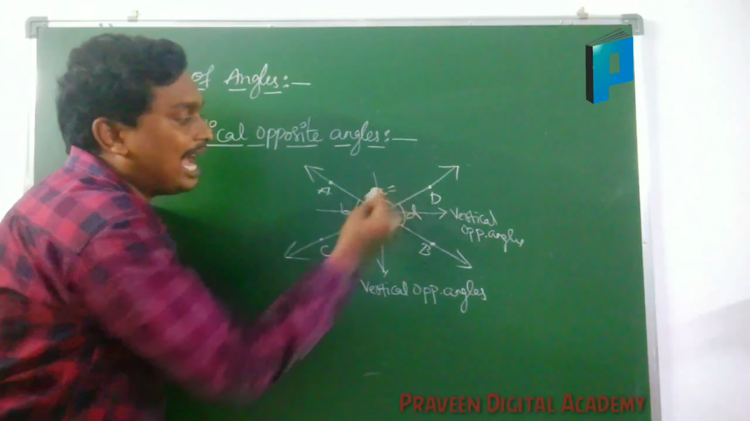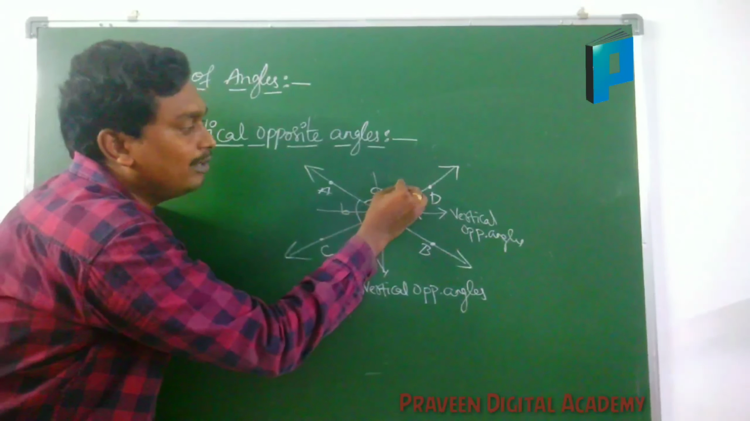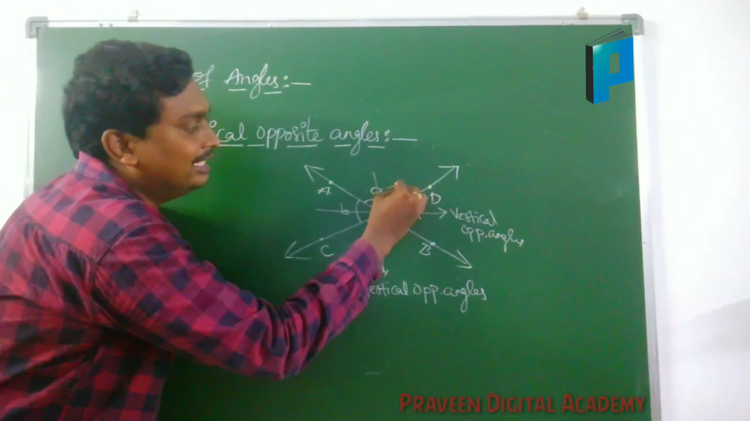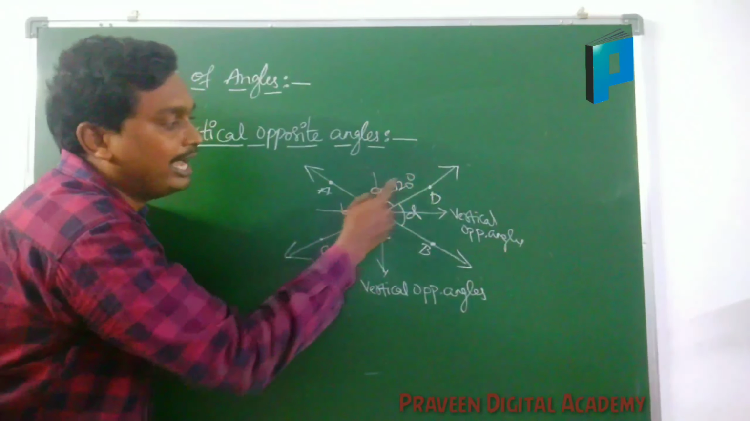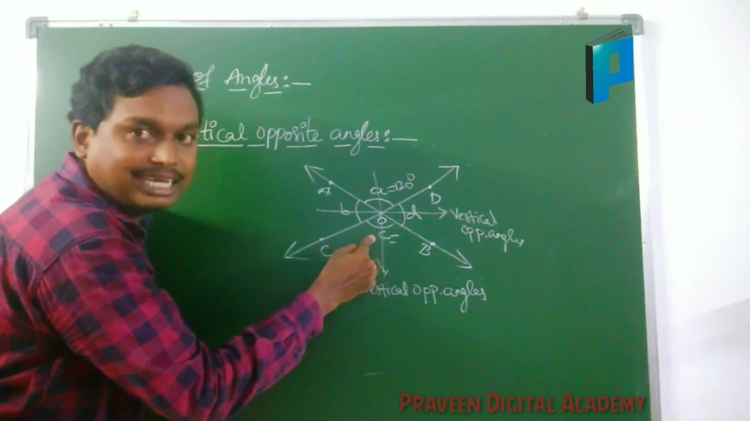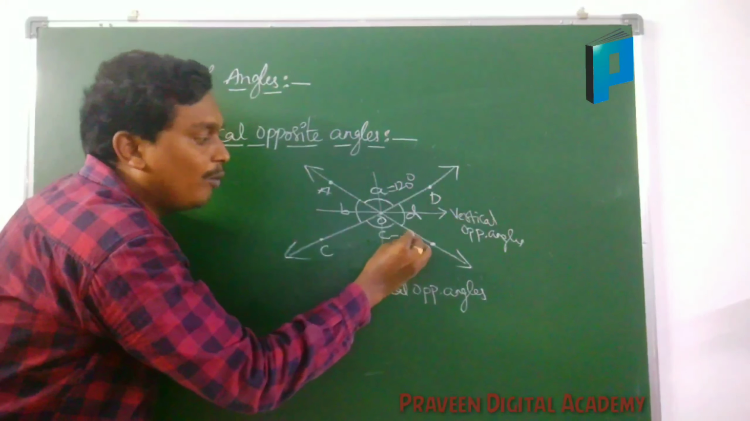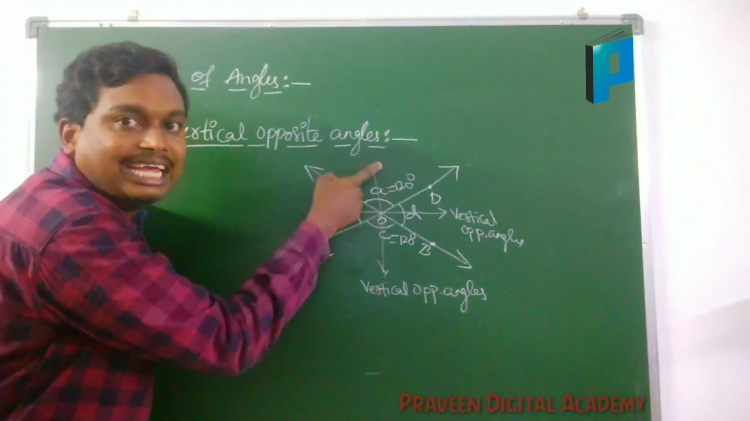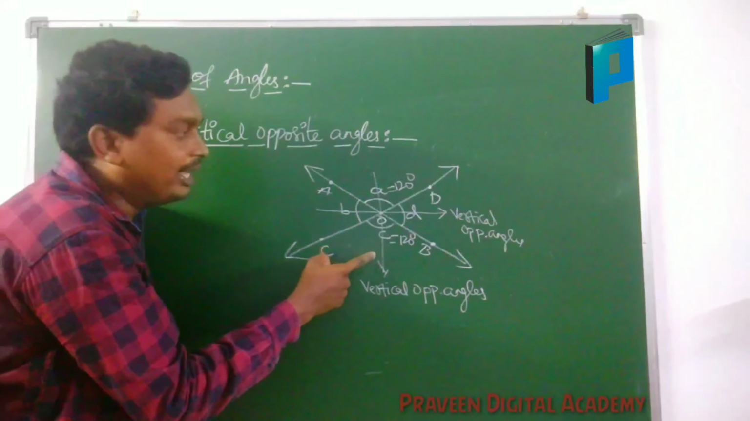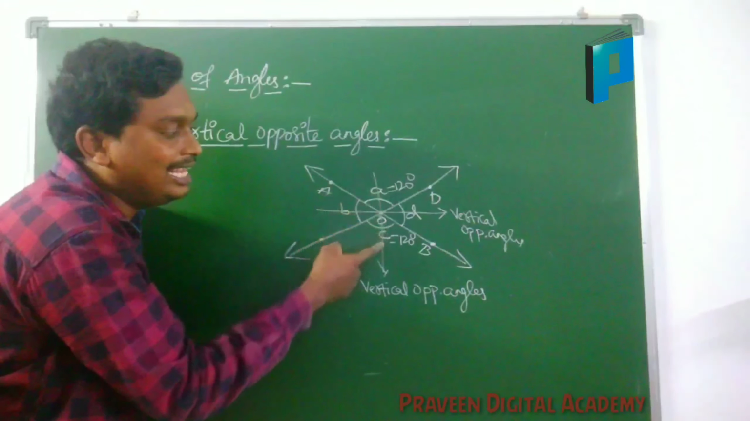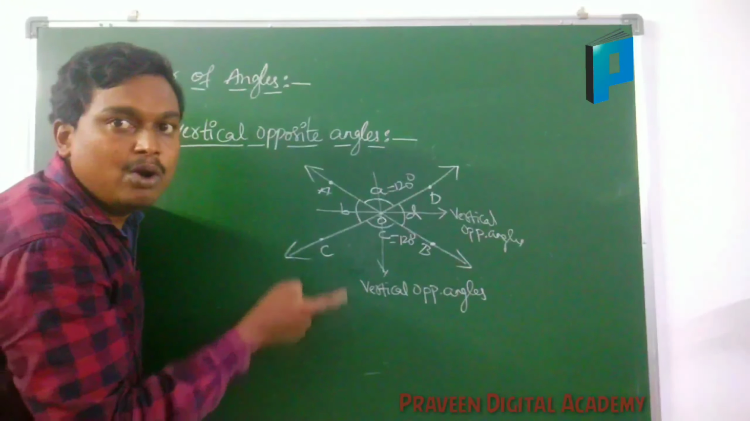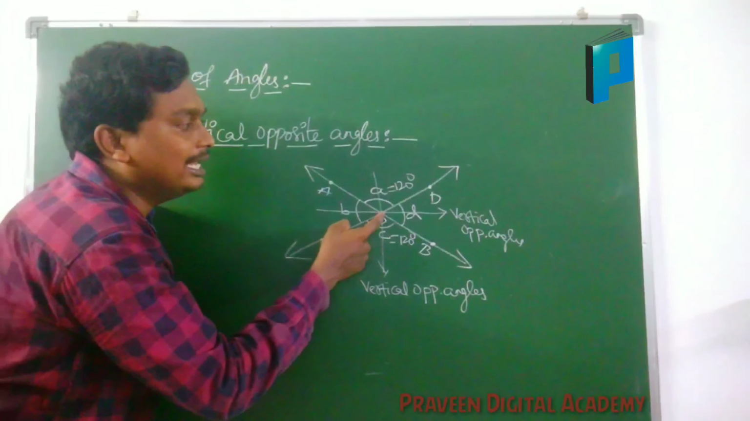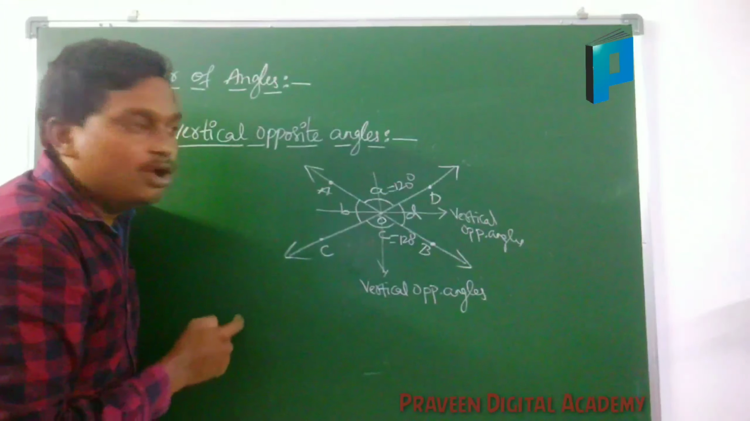Here, if A is, let us take, 120. If A is 120, what will be C? C is also 120. Why? Because vertical opposite angles are equal. Vertical opposite angles will not have a common ray.